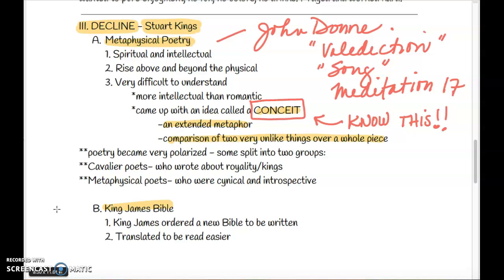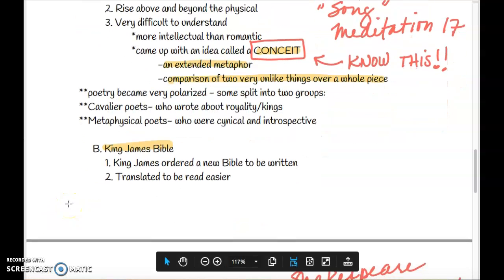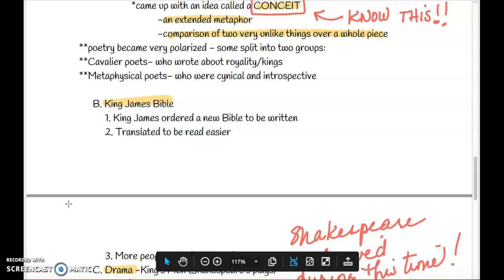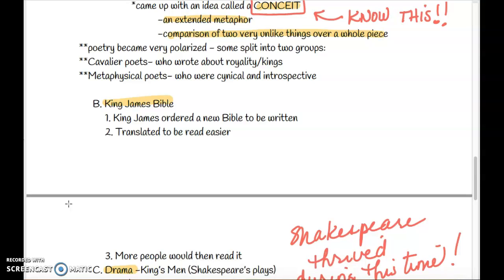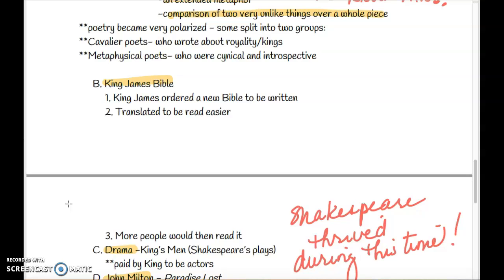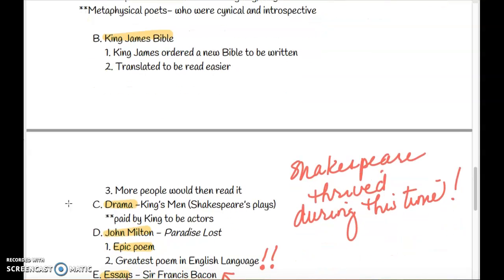The second type of literature in the decline was the King James Bible. So King James, who we talked about, Stuart, ordered a new Bible to be written, mostly because the original Bible was just really too hard for people to read. So he wanted a lesser version, a translated, easier to read version. Now, you sometimes will find a King James Bible in a hotel room. If you open the drawer next to the bed, you might find the King James Bible there. It's very accessible to read. More people were able to read it, which is what they wanted.